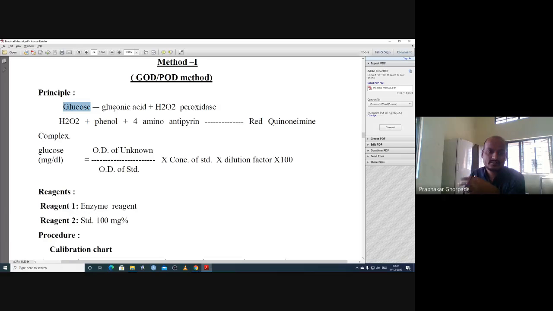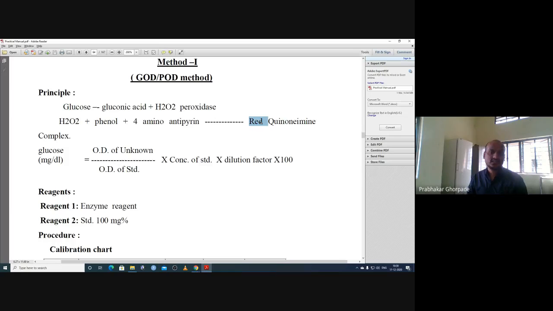So let's combine this. Let's add glucose oxidase. Okay, glucose oxidase added, gluconic acid plus H2O2. Next, H2O2 plus phenol plus 4 amino antipyrine added. Next we utilize this POD enzyme. Here we have ultimately got the red quinonamine complex. So this is a complex, red quinonamine. So we have got some red color, glucose oxidase peroxidase.